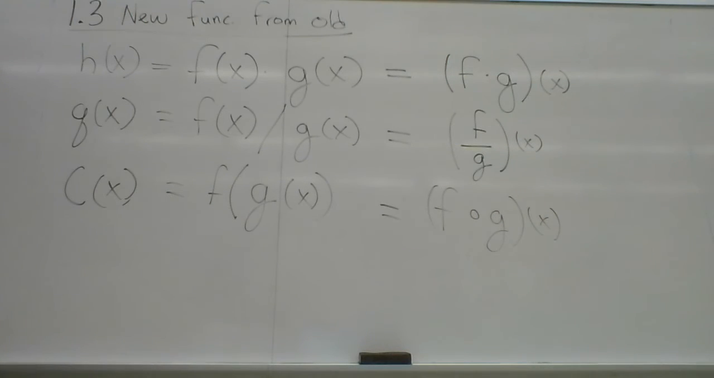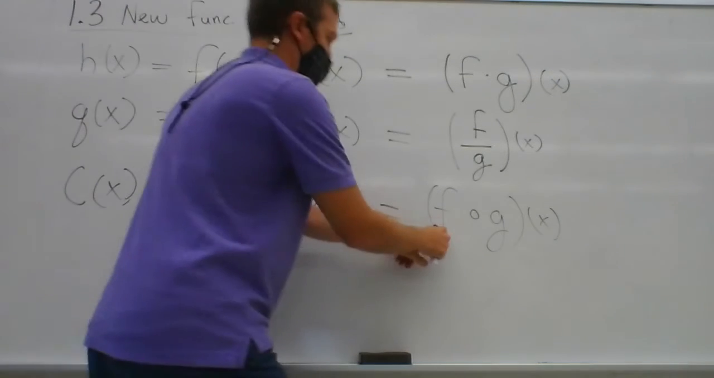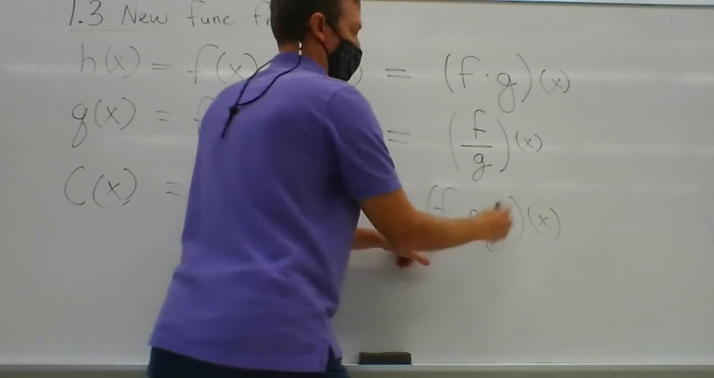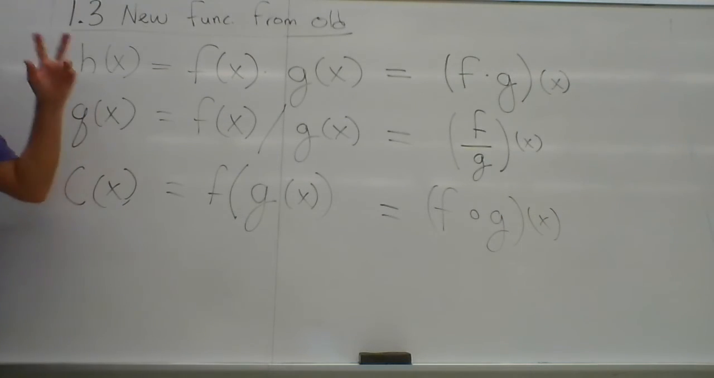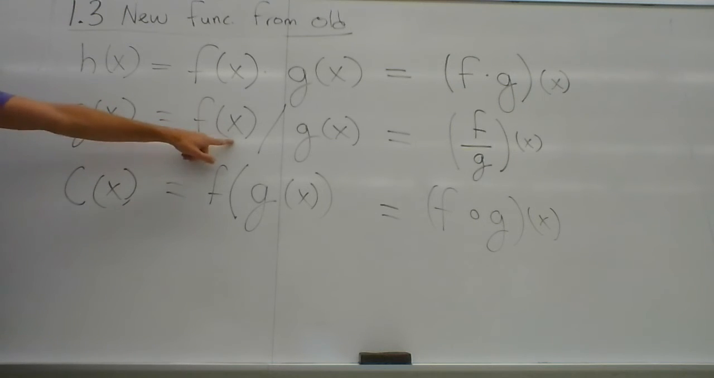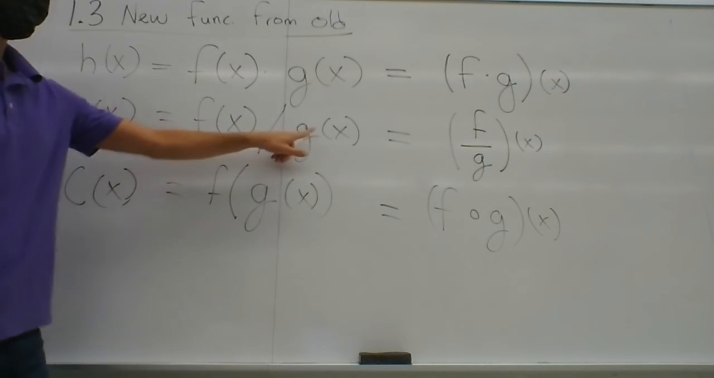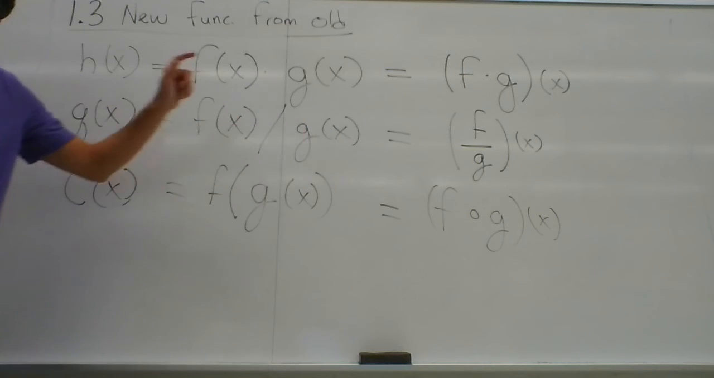It's like a small O brought to the center line for characters. So this means f of g of x. We always use that word "of" to say what's our input for the function. F of x, we've plugged in x to f. G of x, we've plugged in x to g.